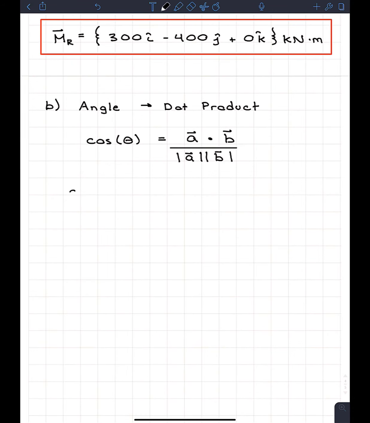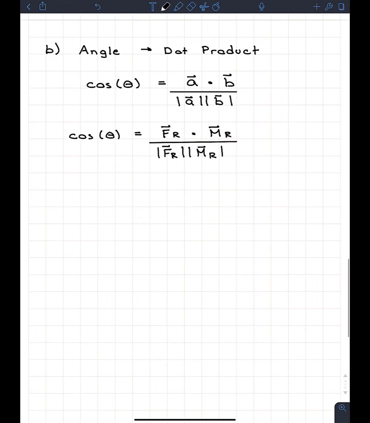So in this case, what we're going to want is cosine of theta is going to be equal to FR dot MR divided by the magnitude of FR. And it's nice because we already have that from the beginning of the question, and then divided by the magnitude of MR. So we don't actually know the magnitude of MR, but the rest of the stuff we actually know.